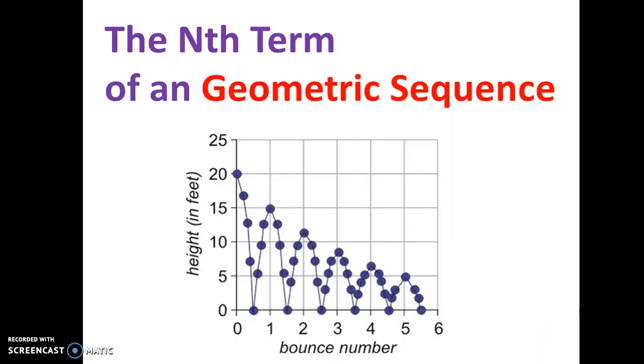Welcome to your lesson on the nth term of a geometric sequence. Last lesson was arithmetic sequence. This time we're going to look at a geometric sequence. A very interesting real-life example of a geometric sequence is any kind of bouncing ball or object on planet Earth. The gravity causes the height of the bounces to follow a geometric sequence.